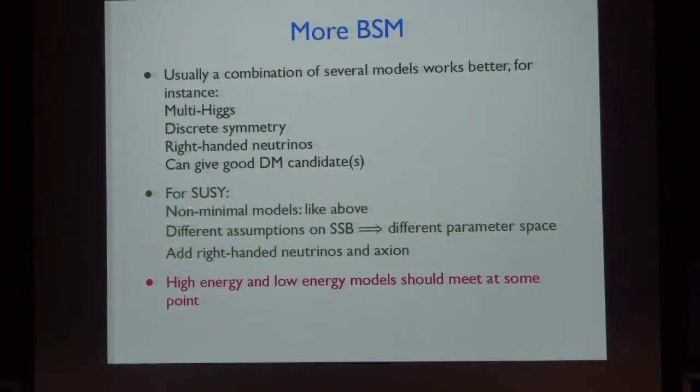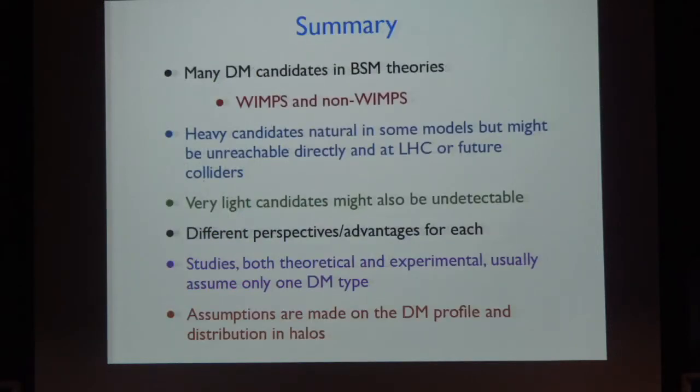So you can have SUSY models, non-minimal SUSY models, multi-Higgs models with discrete symmetries. But the other thing is that people start with a low energy model or with a high energy model, and as far as I know, there are few attempts to really try to meet the two, getting the input from astroparticles and cosmology. So there's a lot of work there. So the summary is there are many dark matter candidates in beyond the standard model theories, WIMPs and non-WIMPs.